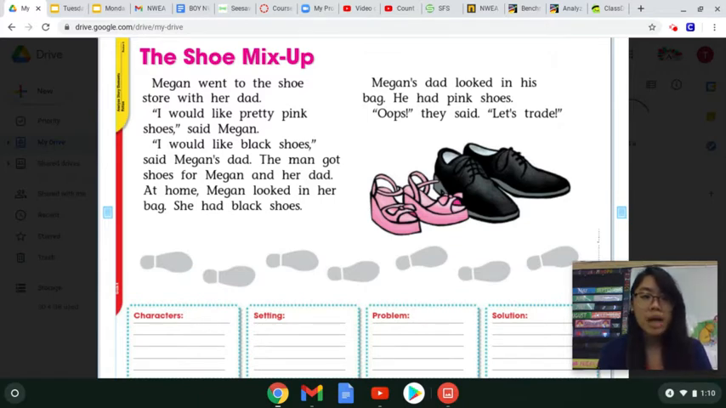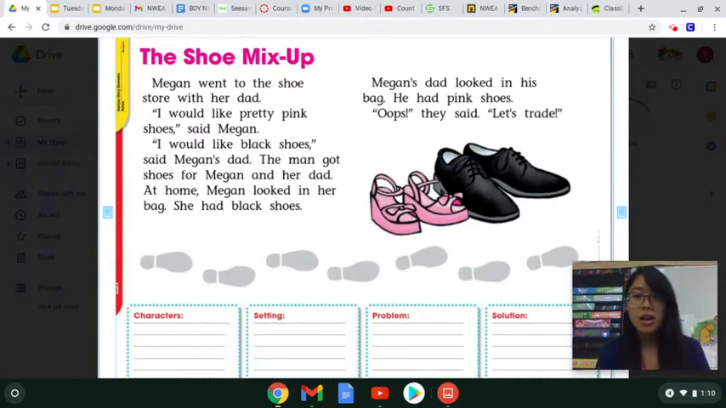So, Megan went to the shoe store with her dad. "I would like pretty pink shoes," said Megan. "I would like black shoes," said Megan's dad. The man got shoes for Megan and her dad. At home, Megan looked in her bag. She had black shoes. Megan's dad looked in his bag. He had pink shoes. "Oops," they said, "let's trade."